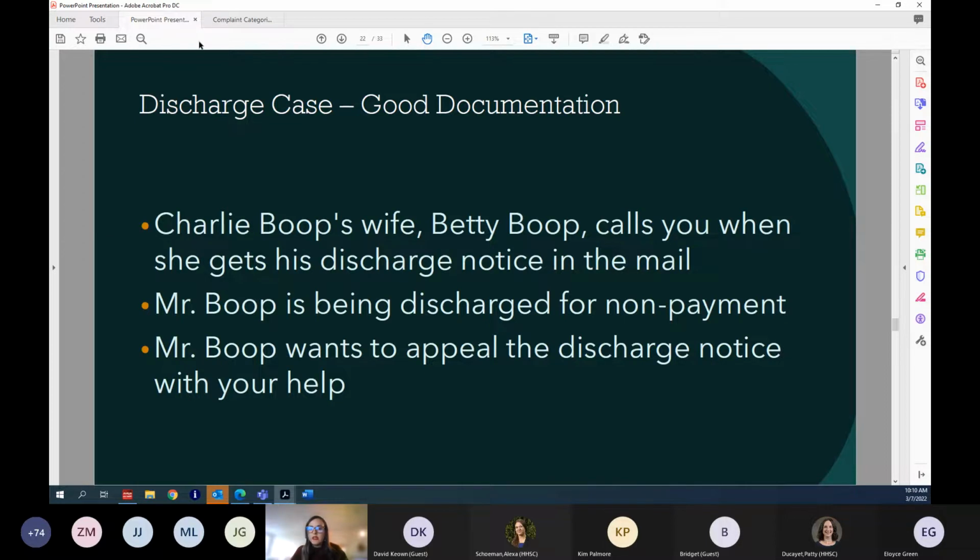And so you see here, just briefly, we have a celebrity here, Betty Boop. She's calling in. She is Charlie Boop's wife. He is a resident, and she's calling, and she got a discharge notice in the mail. Mr. Boop is being discharged for non-payment, and Mr. Boop wants to appeal the discharge notice with your help. So I'm going to switch over to share my screen so we can go back into WellSky.